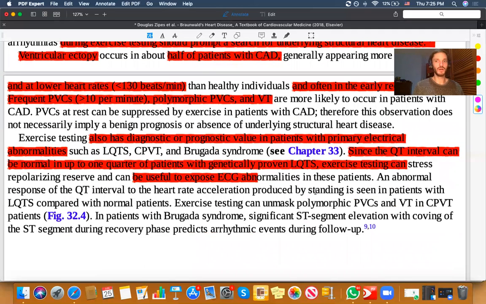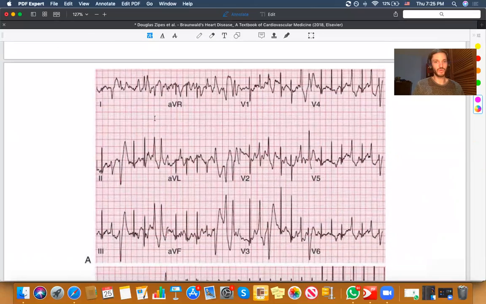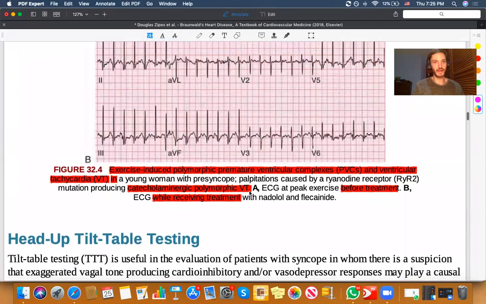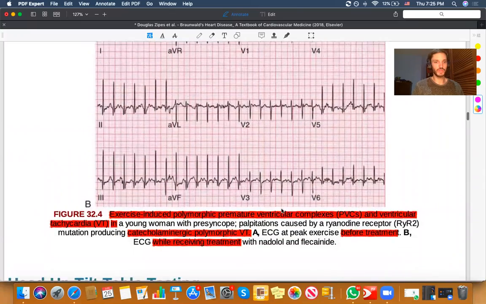So exercise testing also works for patients that have long QT syndrome, because up to one quarter of these patients can be normal when they are resting. But if you stress them, it could be useful to expose the ECG abnormalities. In this patient, you can see before treatment. Here is where they detected her alteration, and this was a catecholaminergic polymorphic VTAC. They administered treatment, which would be nadolol and flecainide, and look how nice the ECG was after this with exertion.